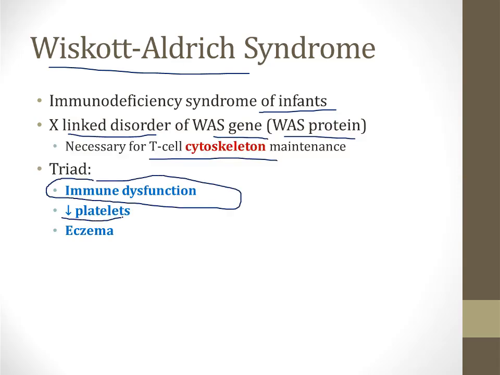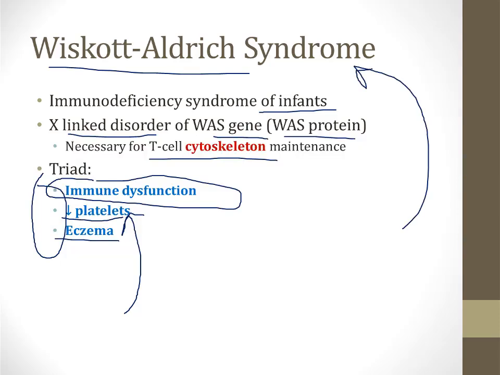They also have low platelets, and they also have eczema, which is a skin rash. This is a very unusual triad. This is a very rare disorder, but if you see this triad, the thing to think about is Wiskott-Aldrich syndrome. And I talk about this in more detail in some of the immunology modules.